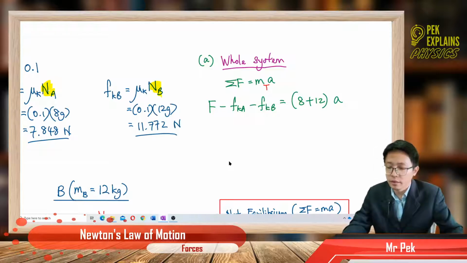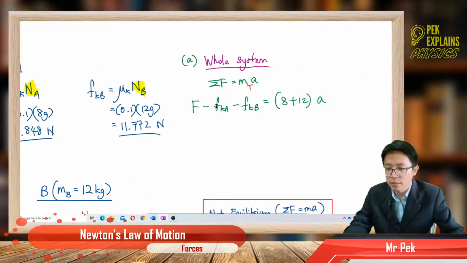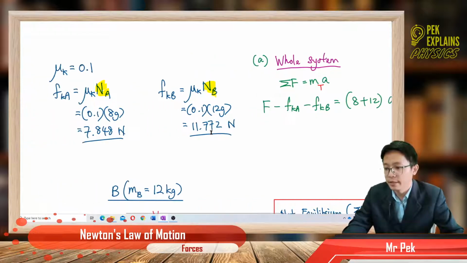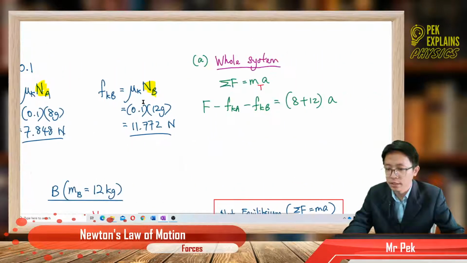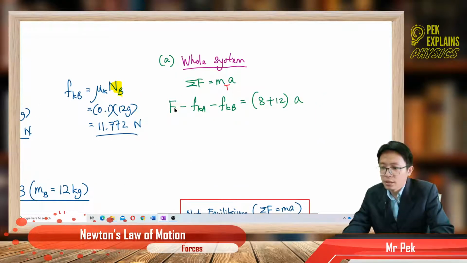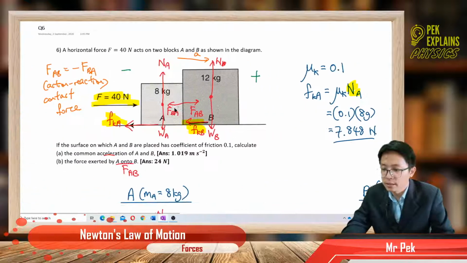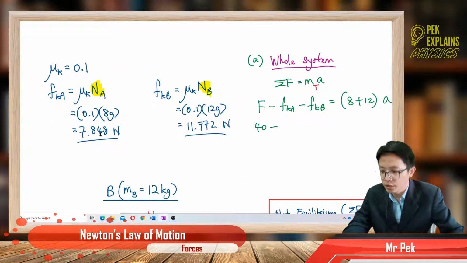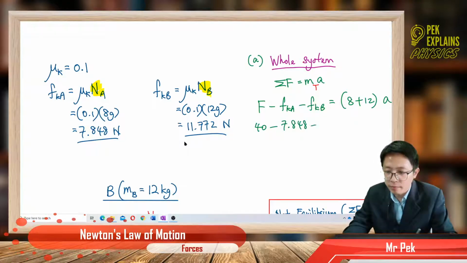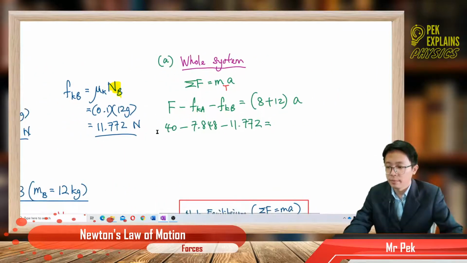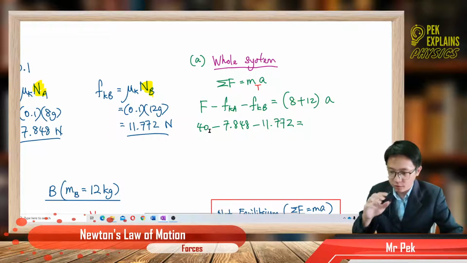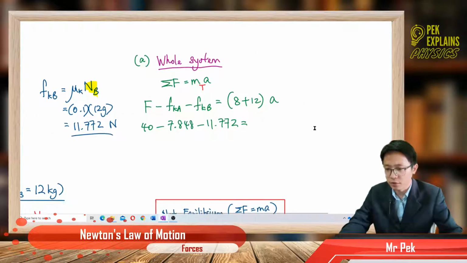Okay, so we got the friction already. Next thing is we just substitute here. The external force is 40 Newton. So just put 40 minus both frictions, 7.848 minus 11.772. Because the external force is to the right, these two frictions are to the left. So they subtract to get the resultant force.